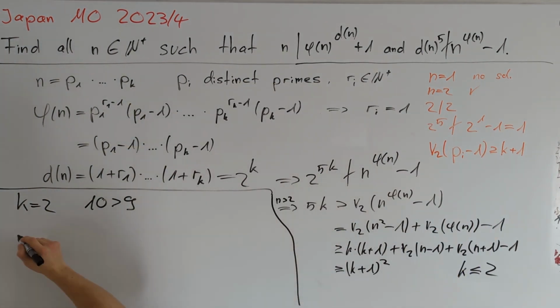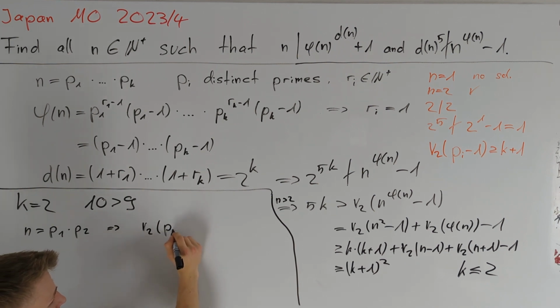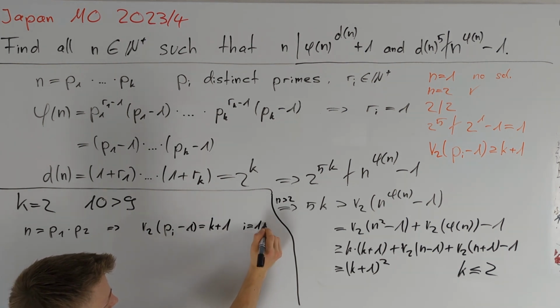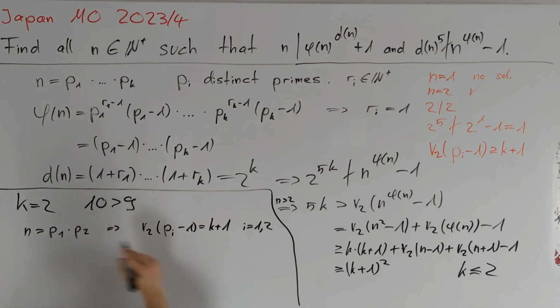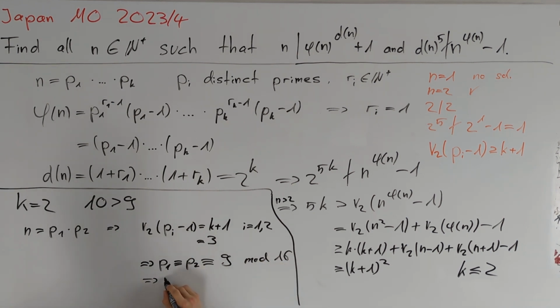So if we write n equals p1 times p2, we get that ν2(p_i - 1) is equal to k + 1 for i equals 1 and 2. Here we have that since k equals 2, this is equal to 3, and therefore we get that p1 is congruent to p2 is congruent to 9 modulo 16. This tells us now that n, which is equal to p1 times p2, is congruent to 9 squared, which is congruent to 1 modulo 16.